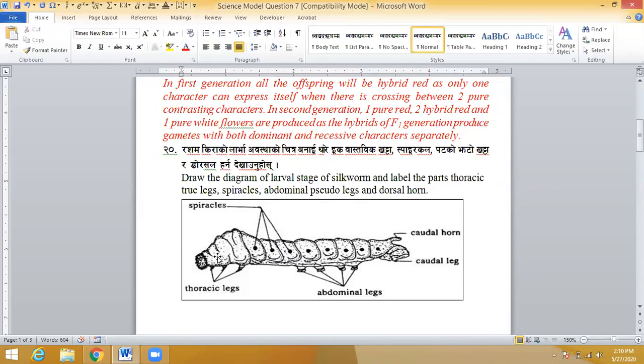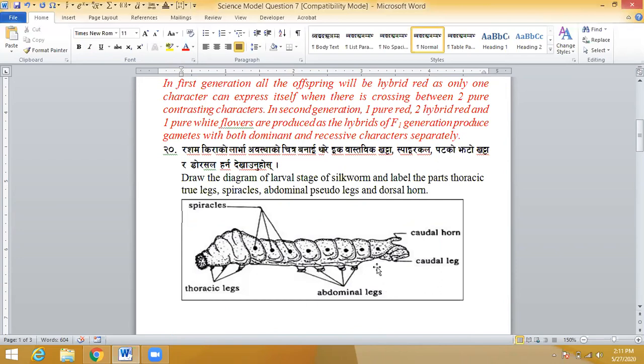So this is the structure of the larva of silkworm. There are 13 segments. You can count 1, 2, 3, 4 from starting to ending. There will be 13 segments. And this one is the chest, this is called the thorax. The legs present in this thorax, there are 3 legs, 1, 2, 3. These legs are known as thoracic legs. And this one is called the abdomen. This long one is the abdomen.